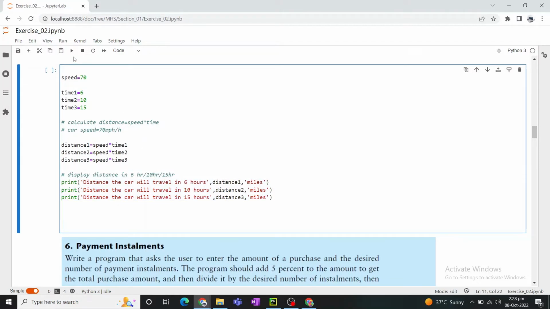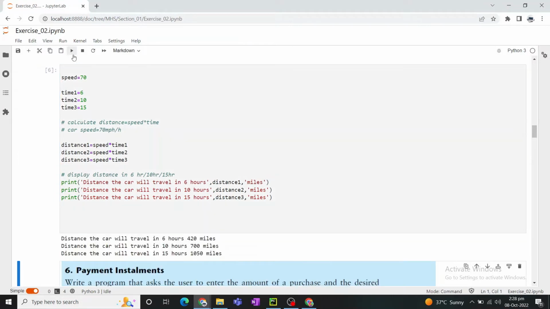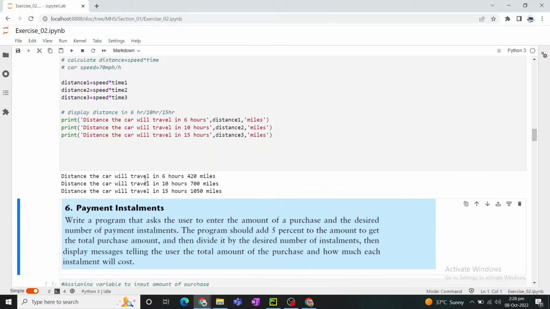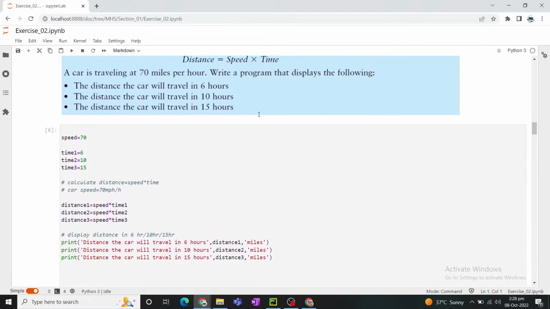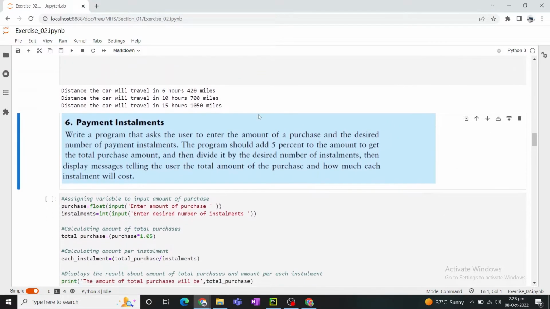So we will just run and check what the distance covered will be at these three particular times. In 6 hours we have covered 420 miles, because 6 multiplied by 70 gives 420. When 10 hours is multiplied by 70, it gives us 700. And when 15 is multiplied by 70, it gives us 1050 miles. So we have covered 420 miles in 6 hours, 700 miles in 10 hours, and 1050 miles in 15 hours at a constant speed of 70 miles per hour. So this was a simple exercise in question number 5.